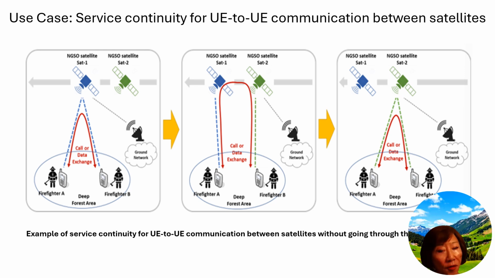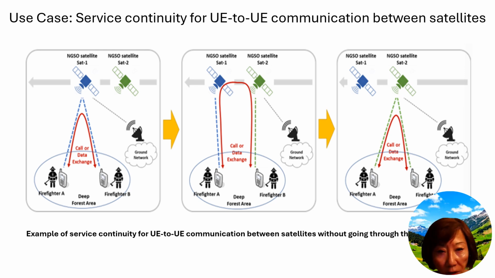We have 2 firefighters, A and B, depicted in a deep forest area, maybe fighting a forest fire, representing UEs. We have a ground network, again represented by a satellite dish icon, and that's the terrestrial network infrastructure. The colored lines are the communication links, showing the communication paths between the firefighters and satellites.